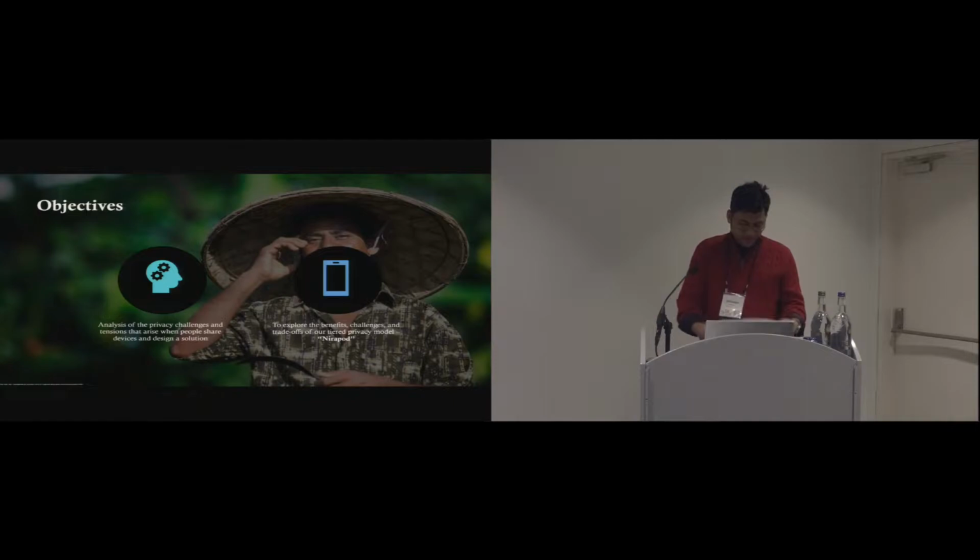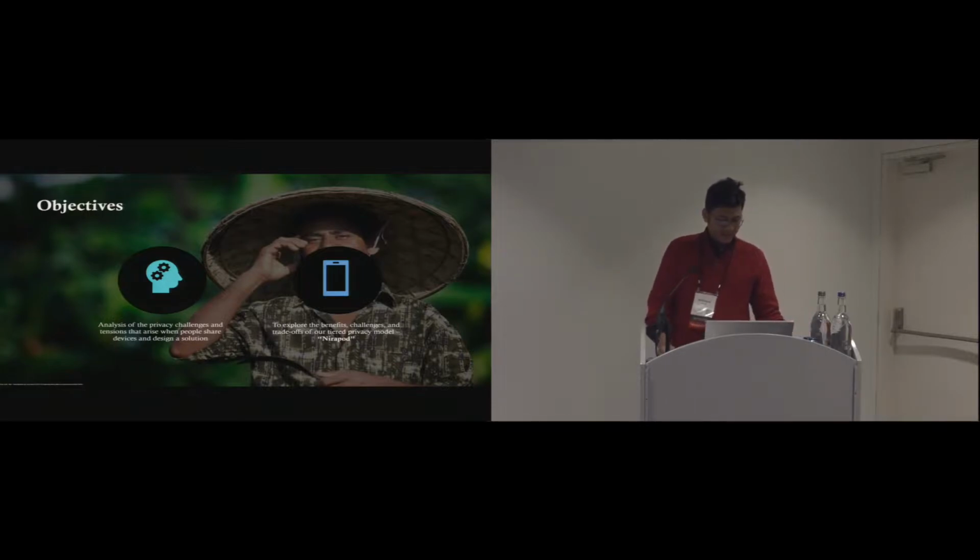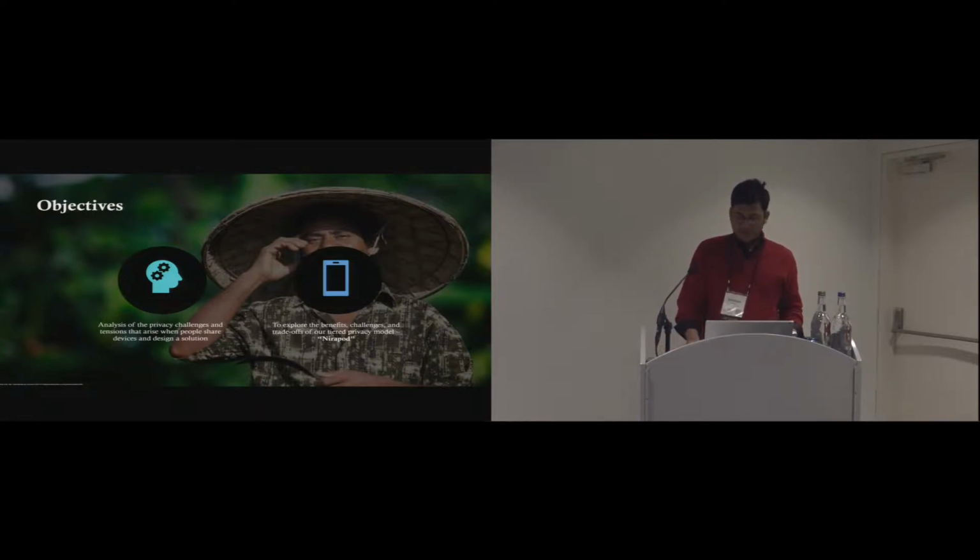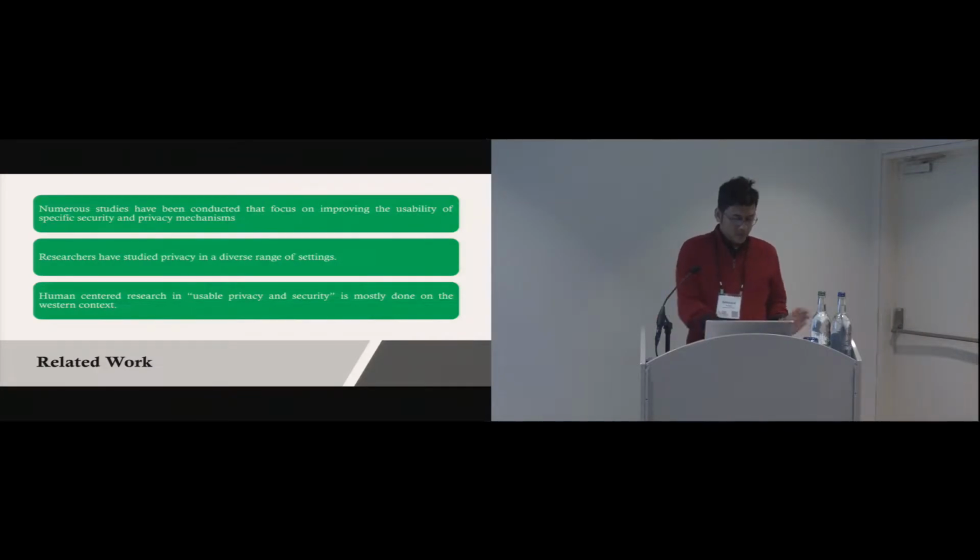In our work, we try to address two research questions. First, what are the privacy challenges and tensions that arise when people share devices? And second, what are the benefits, challenges, and trade-offs of our tiered privacy model, Nirapod? Before going there, let's look at the historical development of computer privacy in HCI literature.